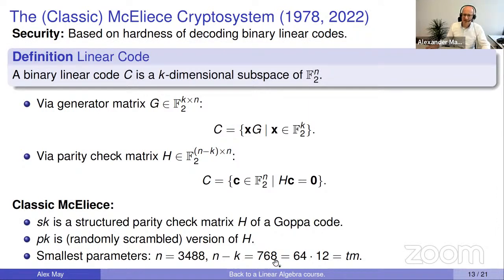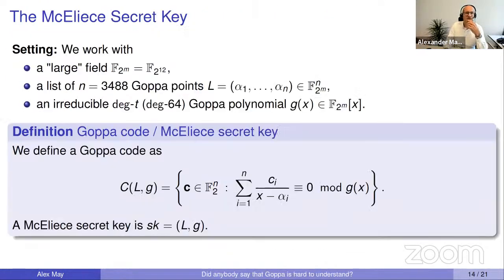And here I did a strange factorization. This number here factors into 64 and 12, and these terms I call t and m, and it will be clear on the next slide what I mean by that. So recall t and m: t is 64 and m is 12. So what is m? Let's start with that first.